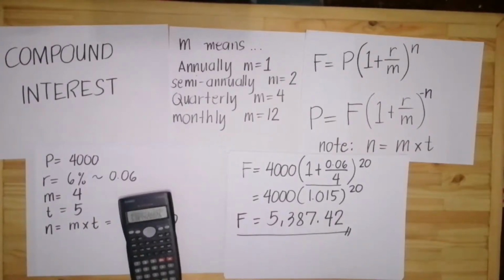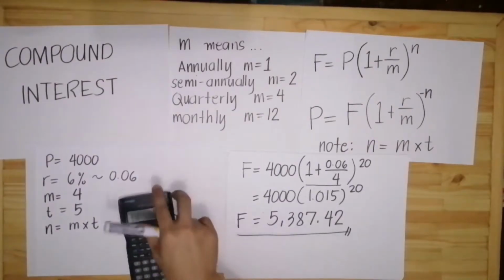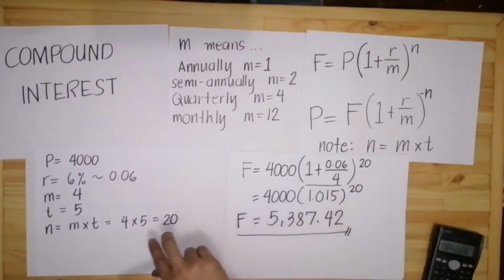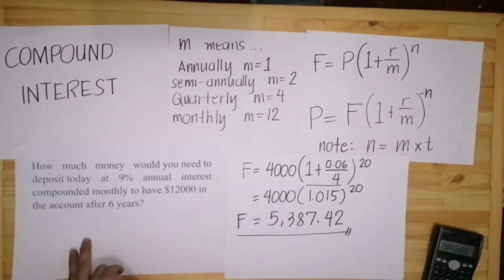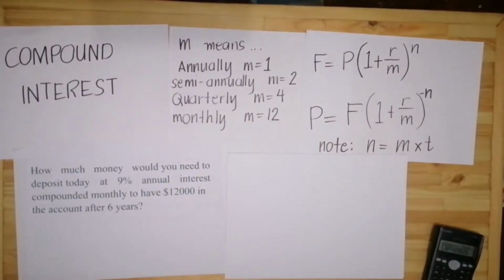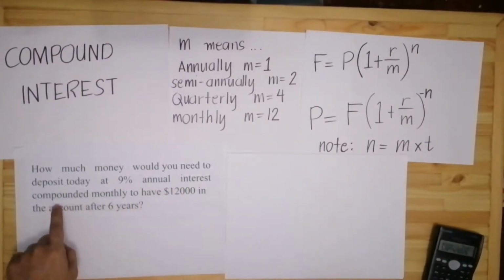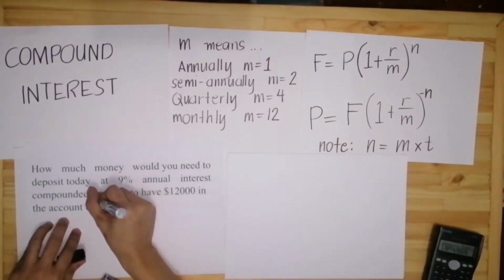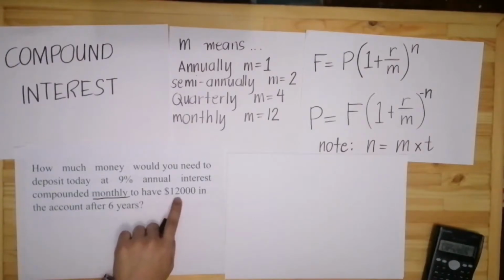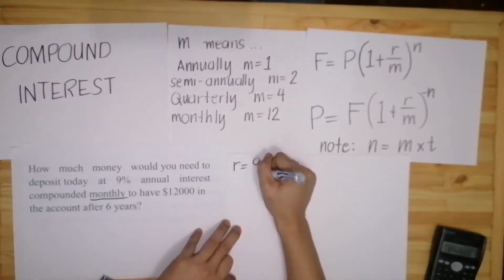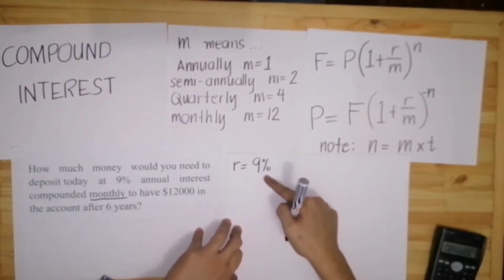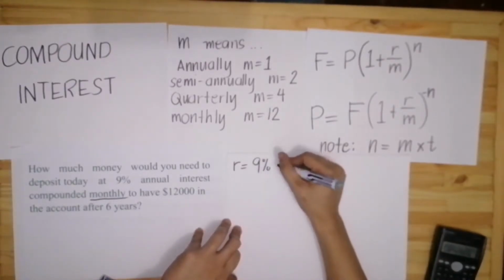So next, let's have now the second example. So in our second example, ito yung magiging problem natin. How much money would you need to deposit today at 9% annual interest compounded monthly? Yan yung M natin, monthly, to have $12,000 in the account after 6 years. So what are the given? Unang binigay na value is the rate, 9%. Convert that into decimal. Divide mo lang sa 100 lagi yung rate mo. That is equal to 0.09.